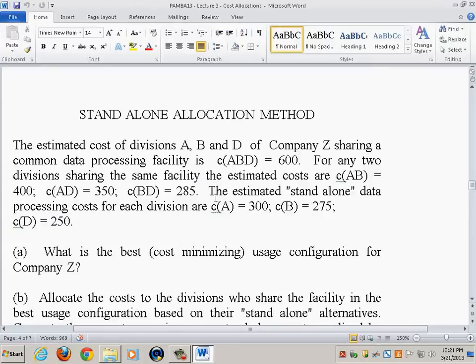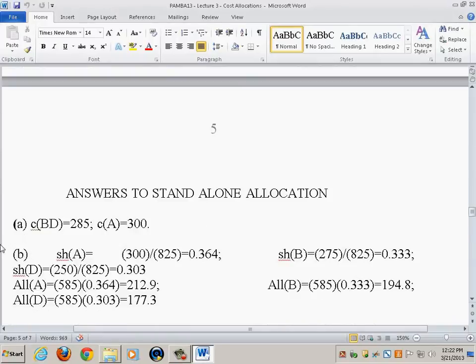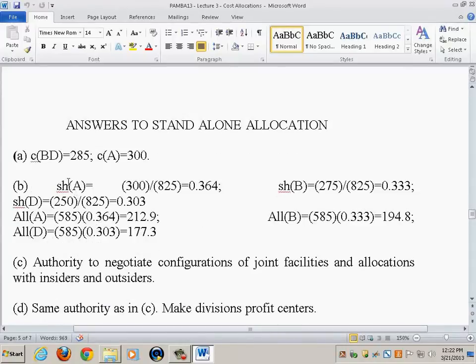So let's assume that, given that, they decide to go to the configuration of BD sharing and A going it alone. So based on a standalone basis, they agreed, and what happens, how much do they have to allocate among the three of them? A agreed to go it alone, to give up sharing the common facilities, A, B, and D. B and D went together, so altogether, what is the cost? 585, right? So what they have to figure out is how to allocate 585 in the best way possible, in the most logical and fair way possible.